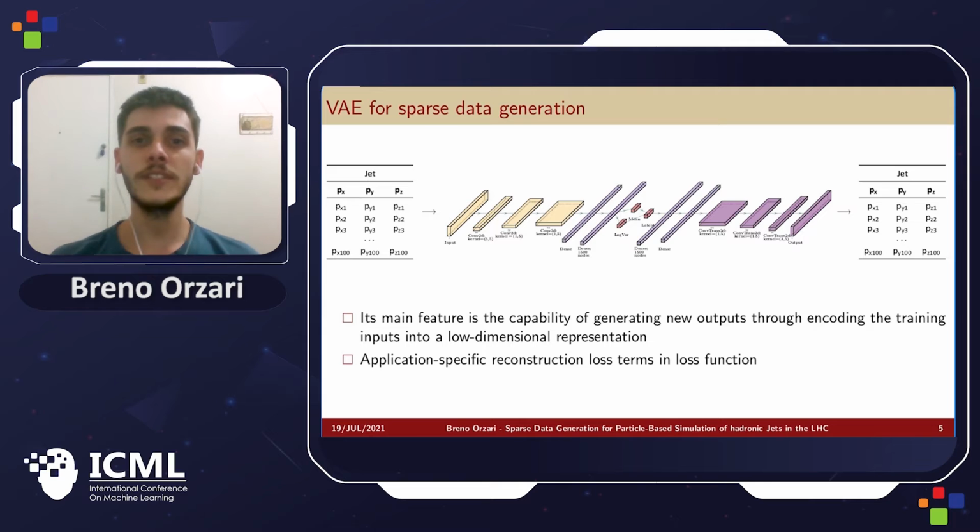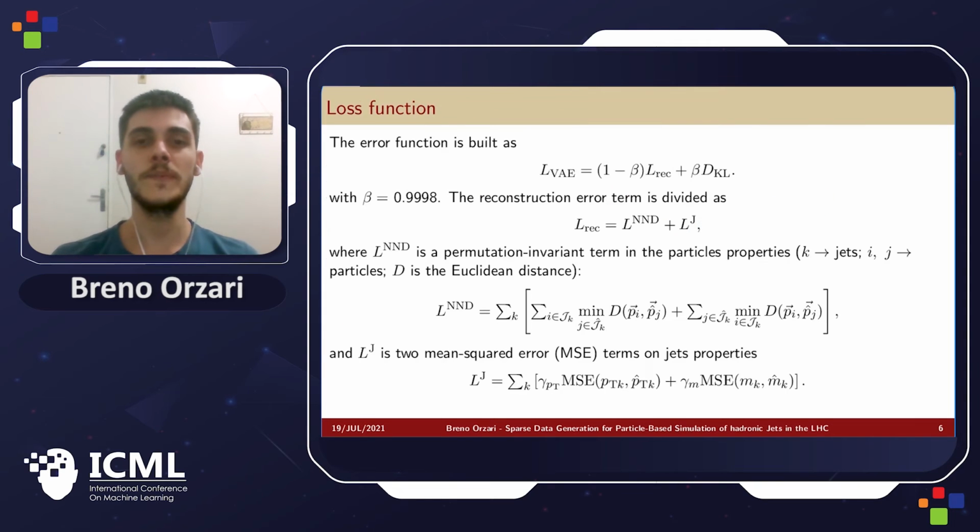For the purpose of jet generation, we used application-specific reconstruction loss terms in the variational autoencoder loss function. The loss function is given by two terms, a reconstruction term and a KL divergence. The reconstruction error term was then divided into two contributions, L_n and L_d, which is a permutation invariant term in the particle's properties that essentially measures the minimum distance between each input particle with every output particle and vice versa, and sums it over every input jet sample.